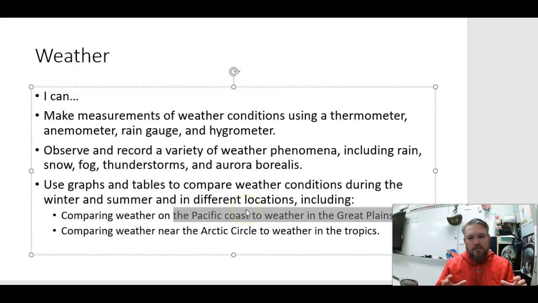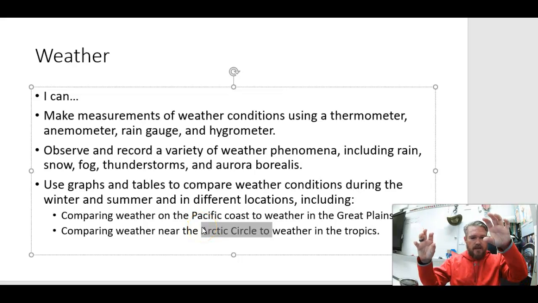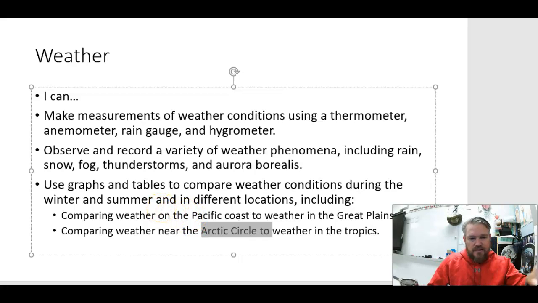So somewhere located along the ocean versus somewhere in the interior of the United States, and then the Arctic Circle, so pole regions, and then the tropics, so equatorial regions. So really what we were doing was comparing near ocean versus middle of continent, and then Arctic Circle versus middle of, or end of globe versus middle of globe. That was kind of, and really this sets up the climate.